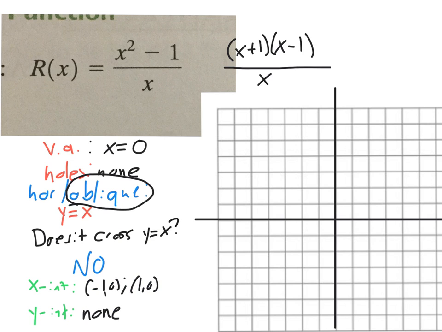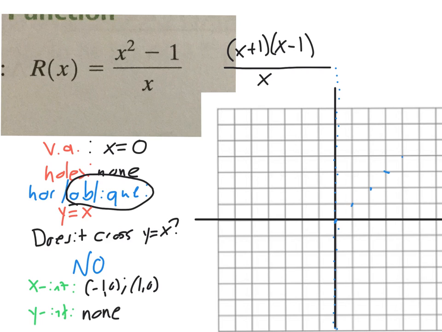Now we've got all this information. Let's graph this. My vertical asymptote is at x equals 0. So right here at the y-axis, I'm going to put a dotted line. That is my vertical asymptote, right down the y-axis. There are no holes. Now the next thing, there is an oblique asymptote at y equals x. So that's the graph of a line, right? The y-intercept is 0. The slope is 1. So that means I'm going to rise 1, run 1. Rise 1, run 1.